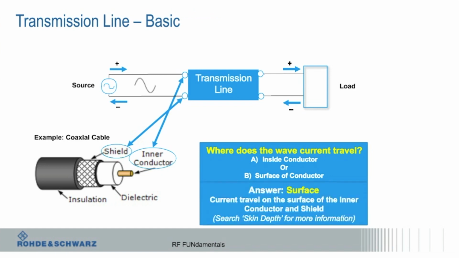Okay, good. So it goes on the surface. That's why you'll see a lot of times on transmission lines and more expensive cabling and stuff where they actually just have a thin layer of gold on it, right?